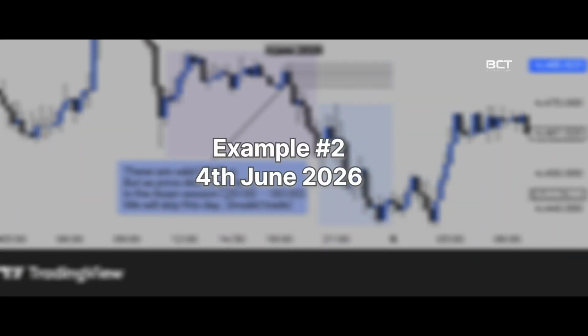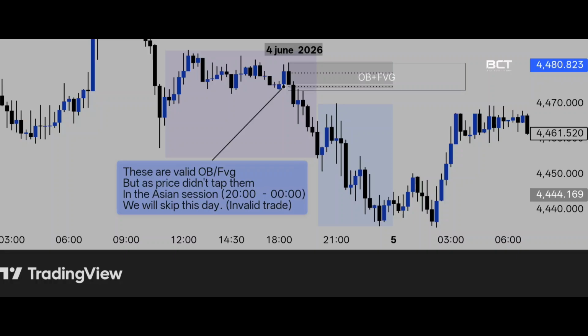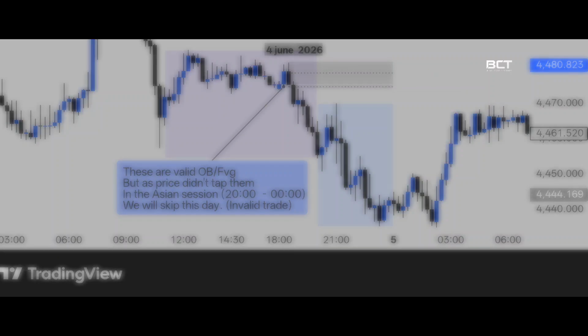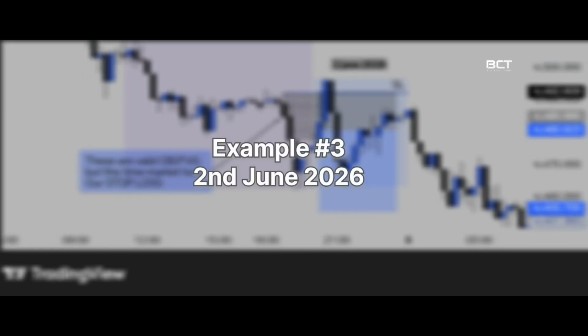Example number 2. This trade example is of June 4, 2026. In this example, a valid order block and fair value gap were present within the New York session range. However, price never retraced into the zone during the Asian session. Since our entry conditions were not met, no trade was taken. Remember, if price does not reach the order block or fair value gap during the Asian session, we simply skip the day.